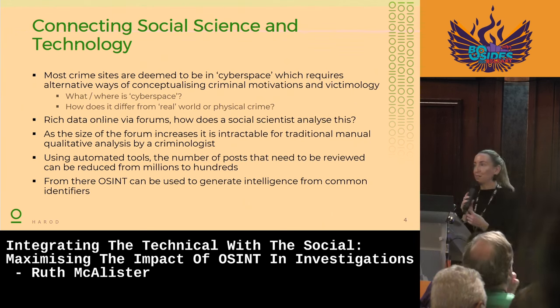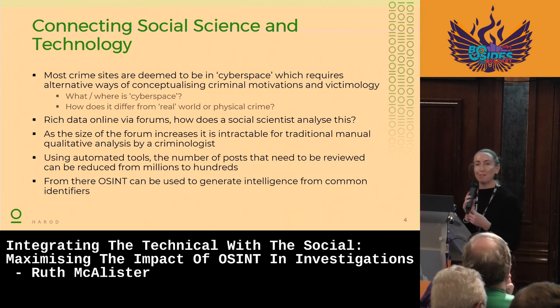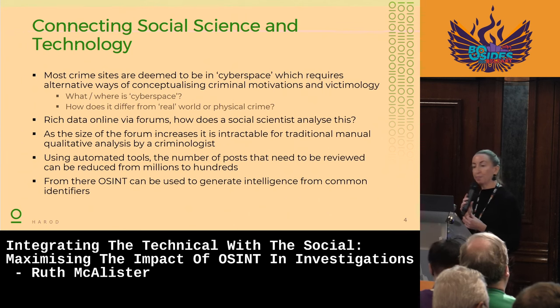What or where is cyberspace? That's like a $64,000 question that people actually do struggle to answer. And also, how does it differ from this real world or physical crimes? I would argue that actually it can be more impactful for victims due to a lack of understanding and a lack of support whenever they have been a victim of crime in the online environment. And that can be anything from doxing to fraud to intimate abuse images being shared online.